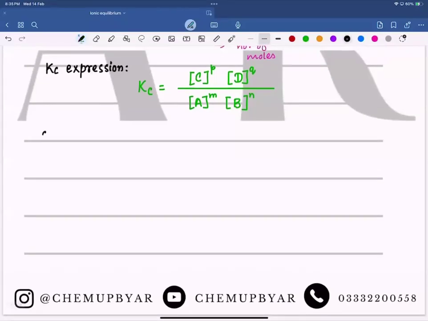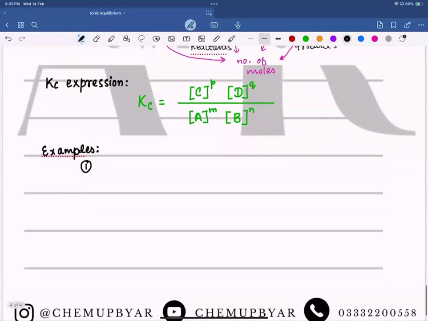Now, we are going to look at a few examples. Example number 1 has hydrogen reacting with iodine in a reversible reaction forming HI. If I balance this equation, I will put a 2 over here. Now the equation is balanced, right?